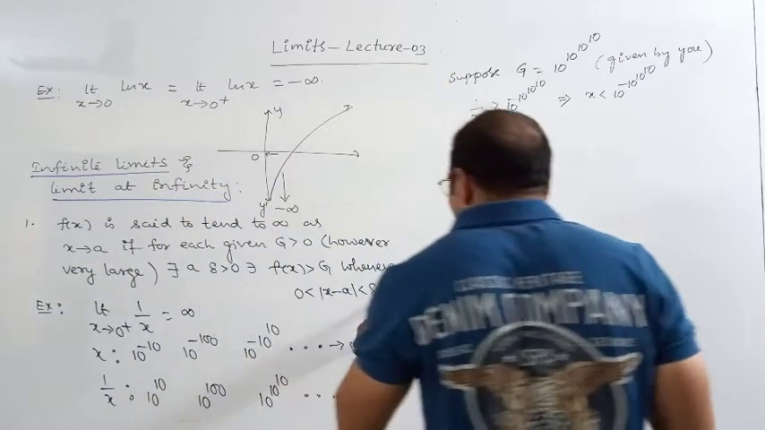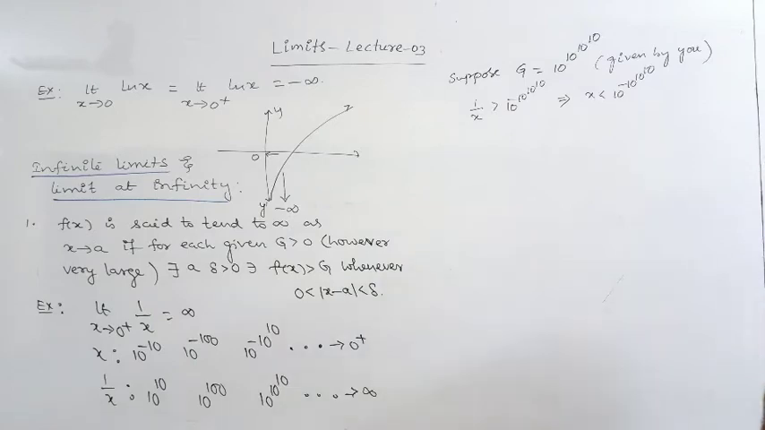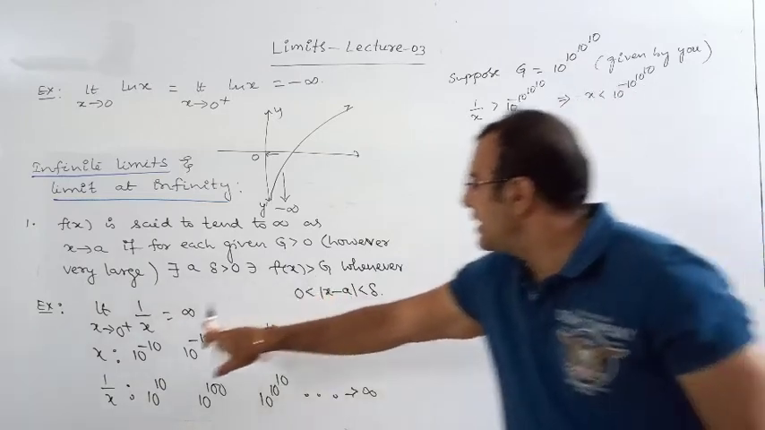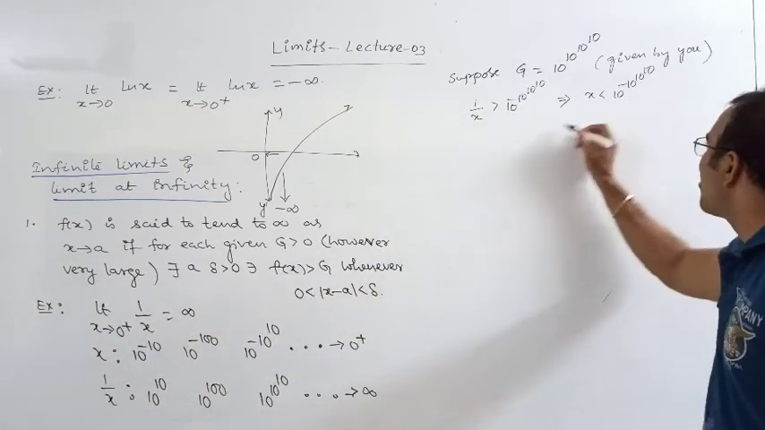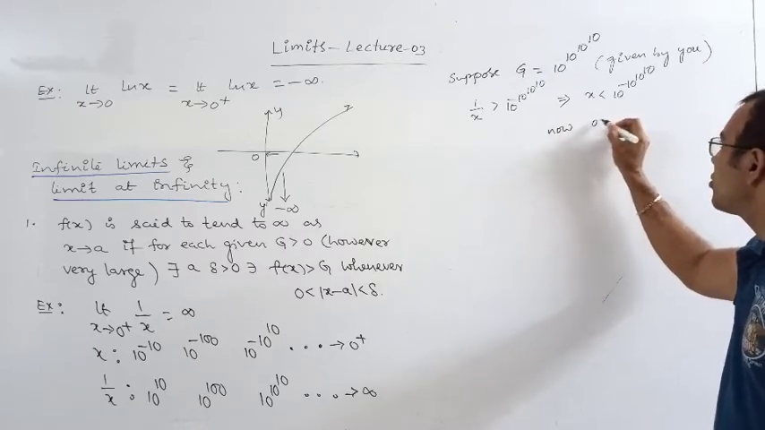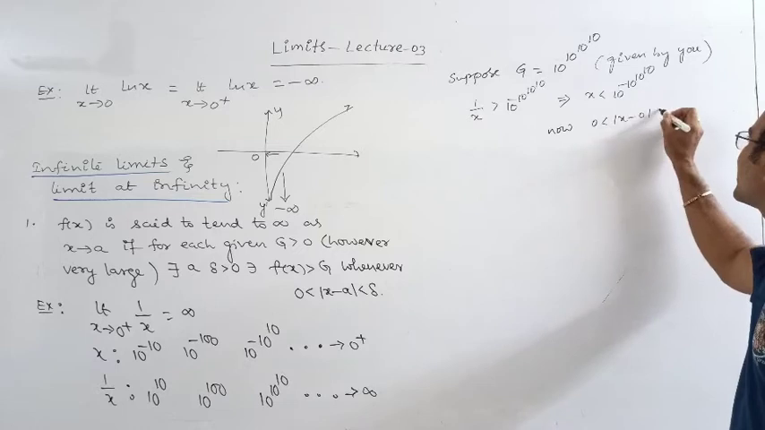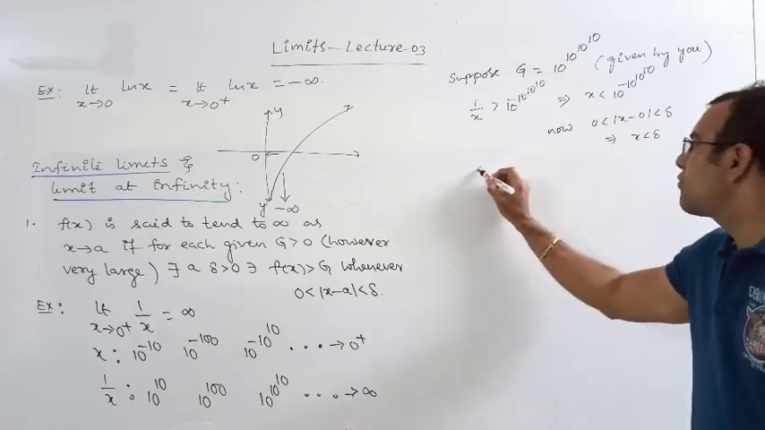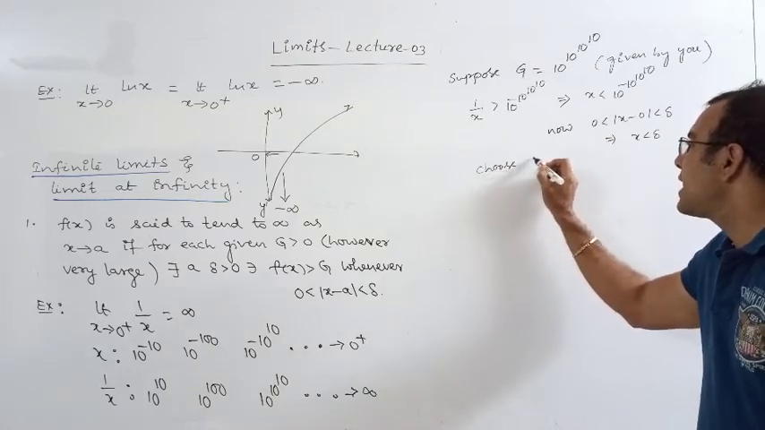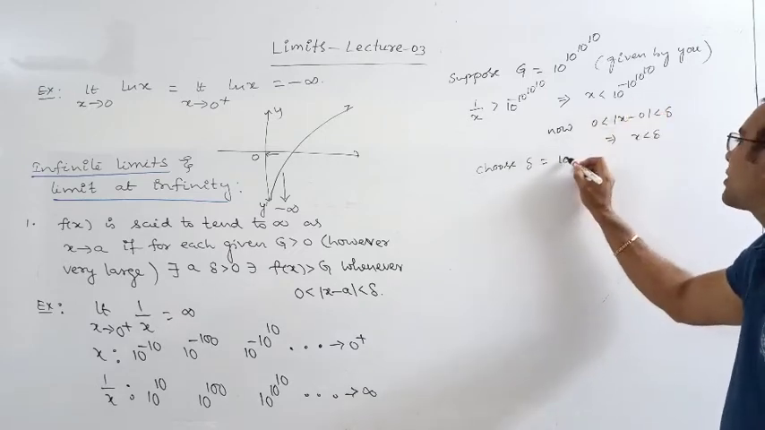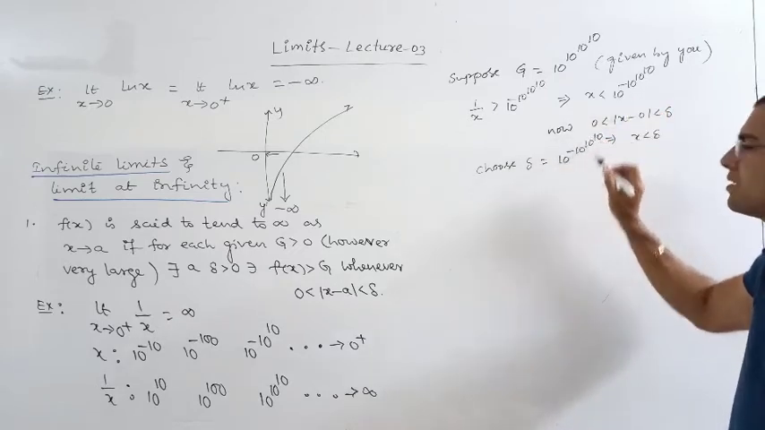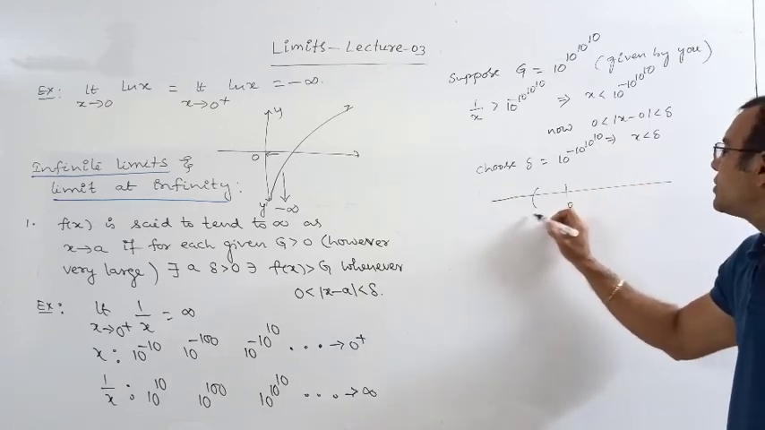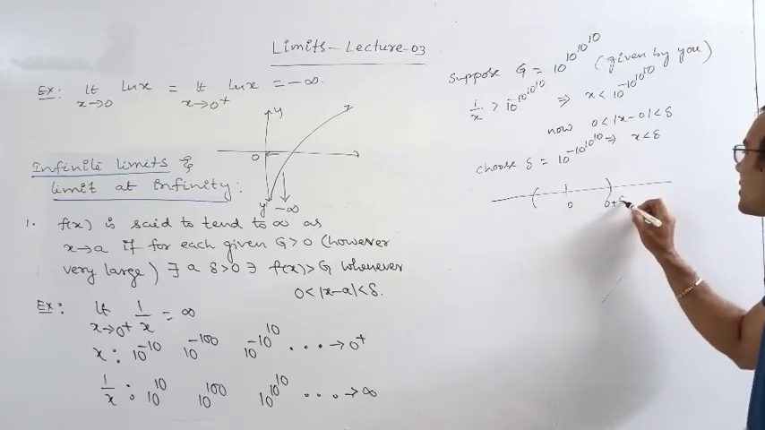So now I have to find the delta. At x equal to 0, here the value is 0. So now 0 less than modulus of x minus 0 is less than delta. Anyway, x is positive, so x is less than delta. Therefore, choose delta equal to this number only, 10 to the power of minus 10 to the power of 10. Which means that in the neighborhood of 0, this is the right side only, 0 plus delta.